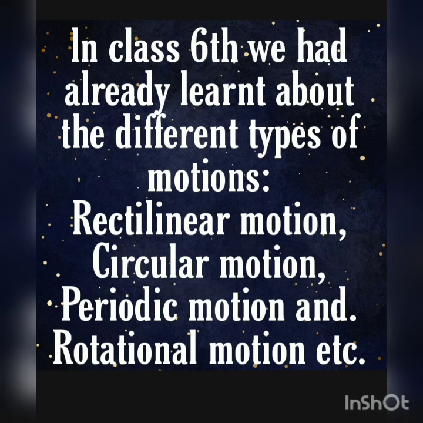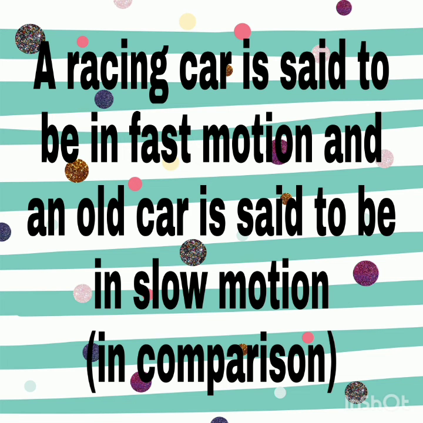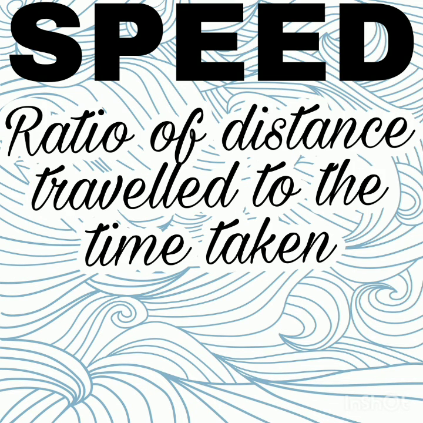In class 6, we had already learned about the different types of motions: rectilinear motion, circular motion, periodic motion, rotational motion, etc. Fast motion. If a body moves with more speed, the motion is said to be fast motion. And if a body moves with less speed, the motion is said to be slow motion. A racing car is said to be in fast motion, and an old car is said to be in slow motion.